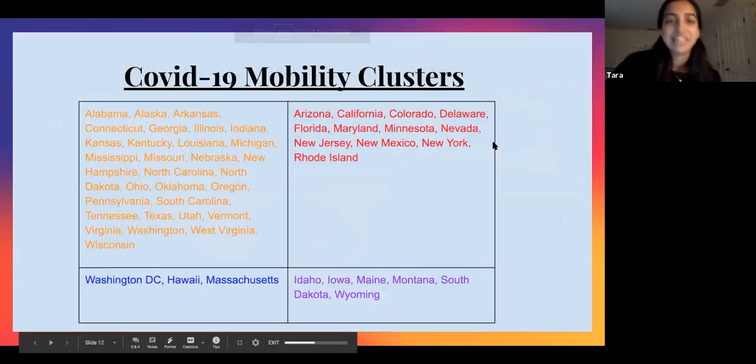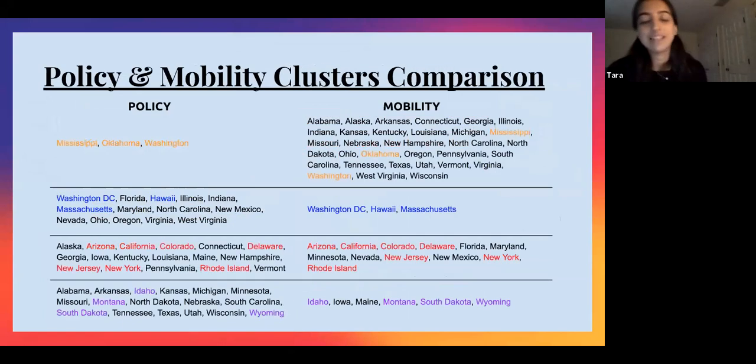And here are the states in each cluster. But more importantly, here's a comparison of the states in each cluster for the policy and mobility data. So all the states that are in colored font are the states that are in common in each cluster. And as you can see, there's some, but not a huge amount of overlap here, which indicates that policy and mobility trends don't always move exactly together. And that'll help explain some of the error in my neural network later.